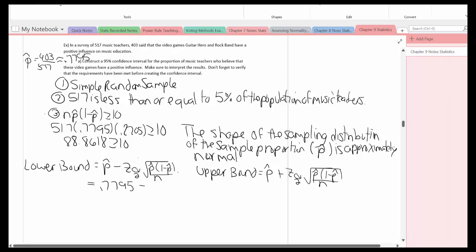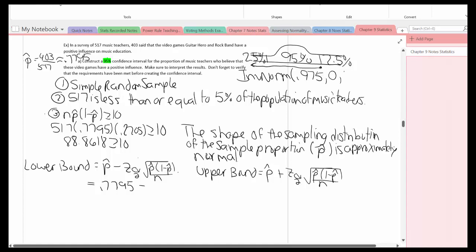Now, for z sub alpha over 2, I'm going to draw something up above here. All right, so I draw the 95% confidence here. Now, remember what we're doing. It's at the very end, and we're going to the left. This is inverse norm into the calculator, which is going to be what? 97.5% as a decimal, that's 0.975, comma the mean, 0, comma 1, when we do these inverse norms. And rounding that to 2 decimal places, that's going to be 1.96. So again, that's going to be my z sub alpha over 2. And plug in for the standard deviation.